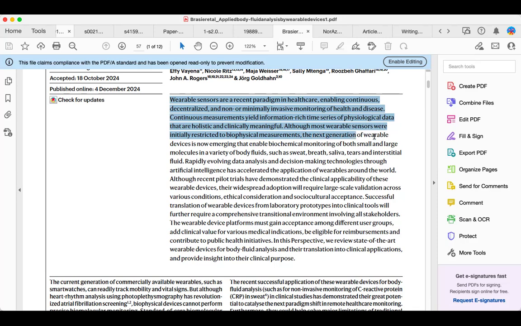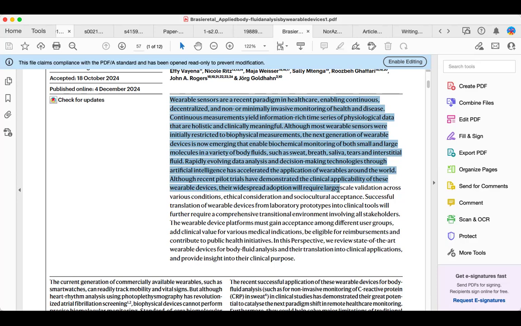But the next generation, so he's talking about, this is what he wants to talk about, which is the next generation of wearable devices enabling biochemical monitoring, which is the biofluid analysis of both small and large molecules and a variety of body fluids such as sweat, and so on. So this is the focus of his papers. Okay, and he also highlights the issues.